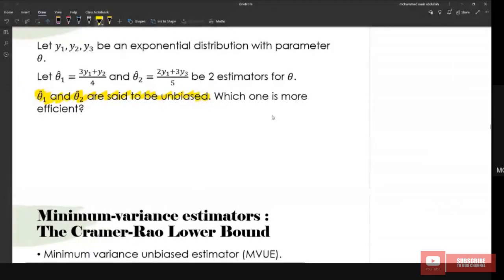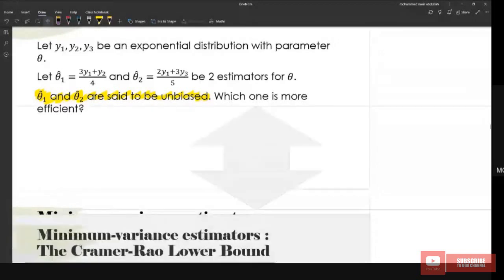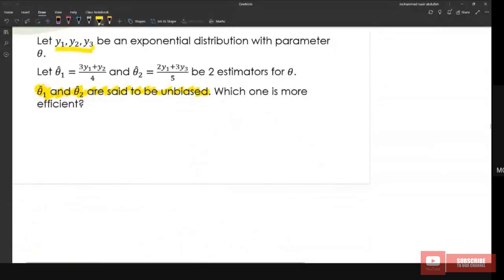This is example number three. To solve this problem, we have X1 until X3, a random sample from the exponential distribution with the parameter theta. Theta 1 hat is equal to (3Y1 plus Y2) divided by 4, and theta 2 hat is (2Y1 plus 3Y3) divided by 5. So these are already unbiased estimators.